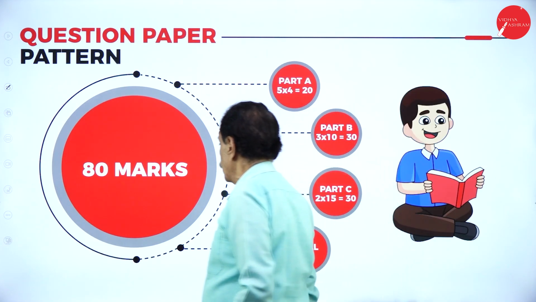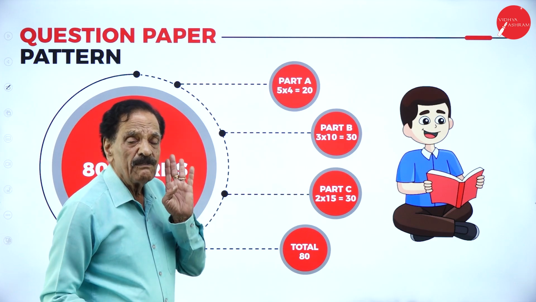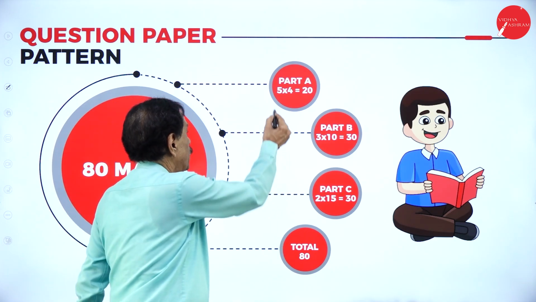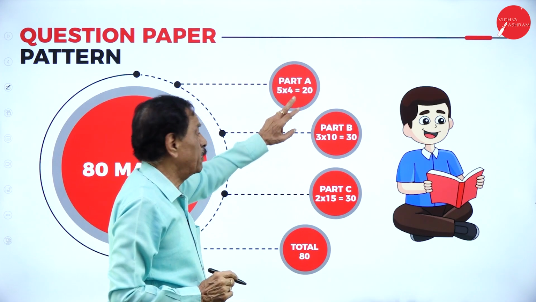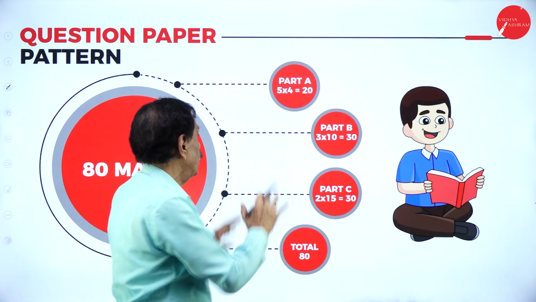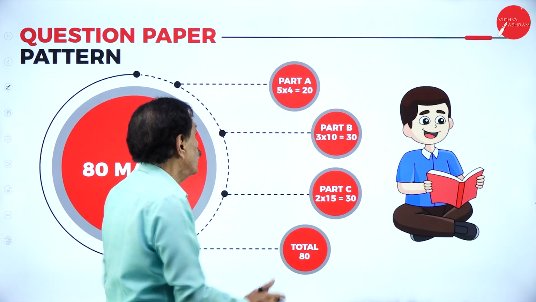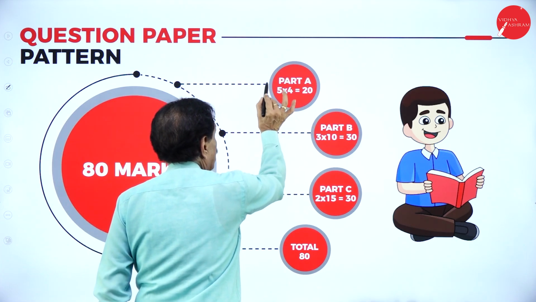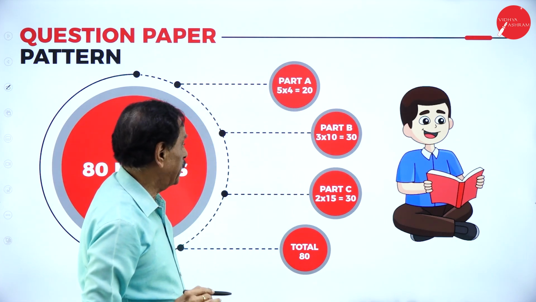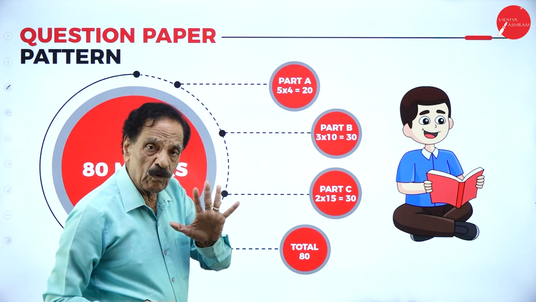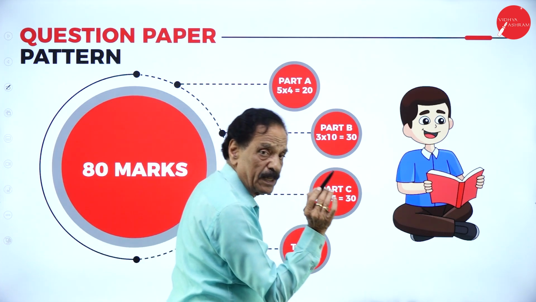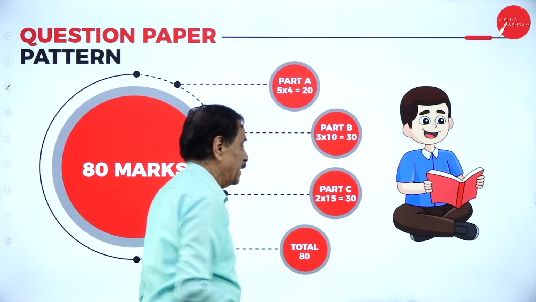Then the 80 marks question paper. In Section A, we ask 7 questions. You have to answer any 5, each carrying 5 marks, 4 into 5, 20. So we'll ask about 6. You have to answer any 4, each carrying 5, 4 into 5, 20. Section B, we'll give 5 questions. You have to answer any 3, 3 into 10, 30.